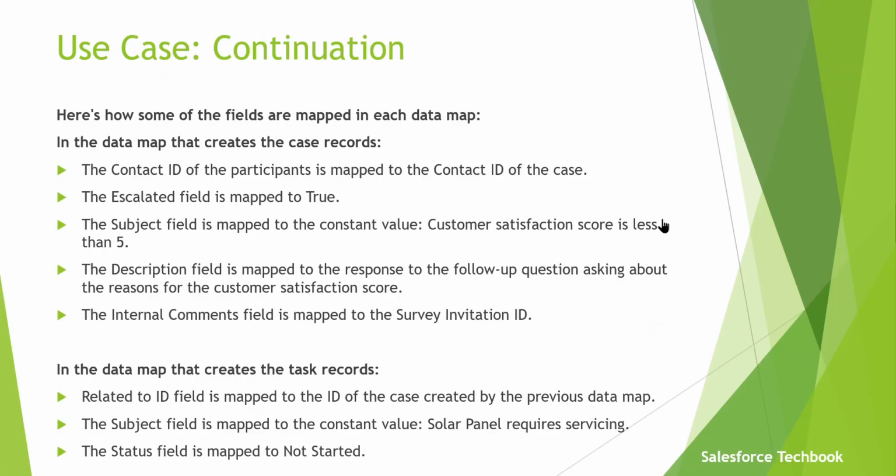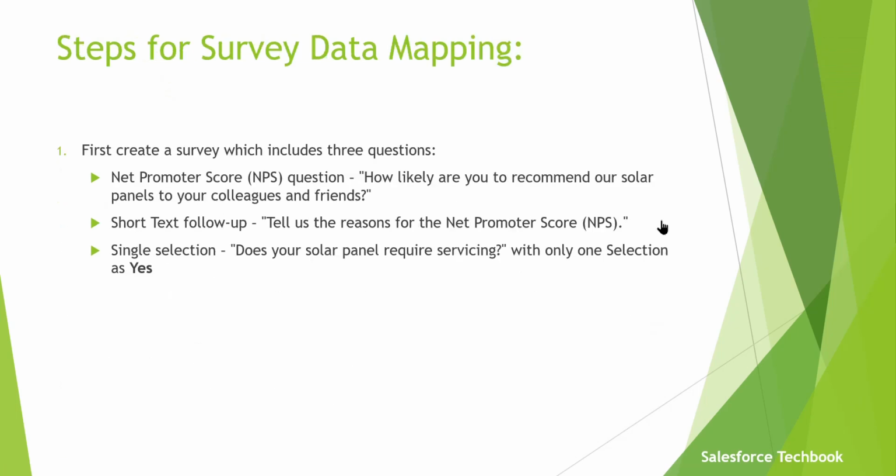Also, if the customer says the panel needs servicing, a task is created if participants say yes for needing servicing. The task is linked to the case record and contact record by passing the related to and name fields, and the status is set to not started, and the subject can be solar panel requiring services. Here are the steps for survey data mapping.